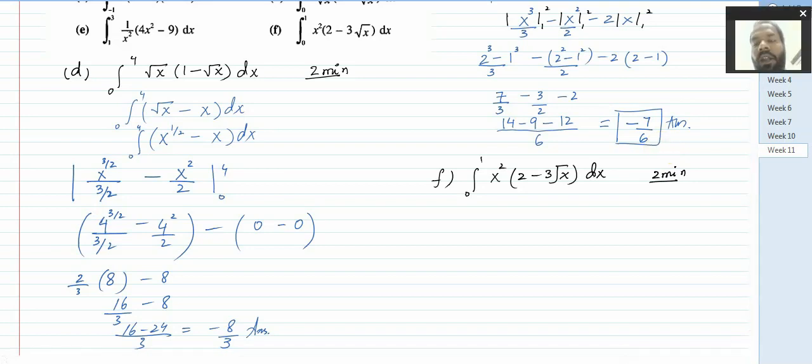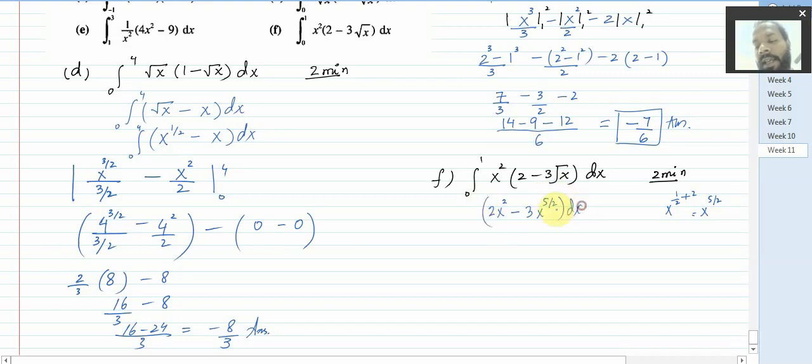Alright, done. Before starting integration, we need to simplify it. So it will be 2x square minus 3 times x to the power 1 upon 2, root, plus 2. Bases are the same and they are multiplying, so we need to add their powers. So 1 upon 2 plus 2 will be x to the power 5 upon 2. So when we multiply these two, we are going to get x to the power 5 upon 2 dx, with the integral sign from 0 to 1.